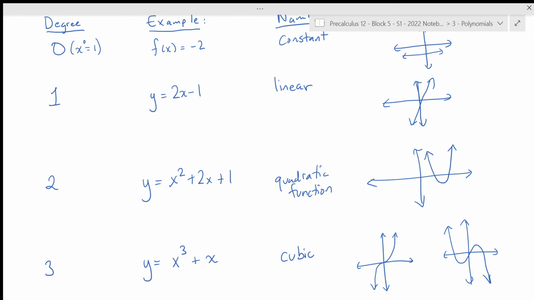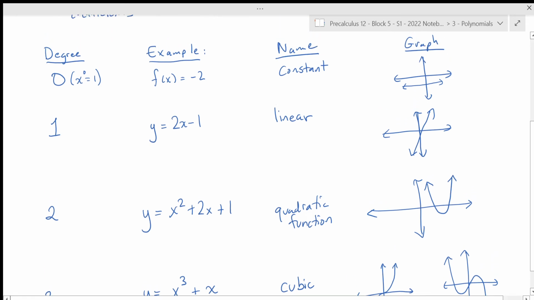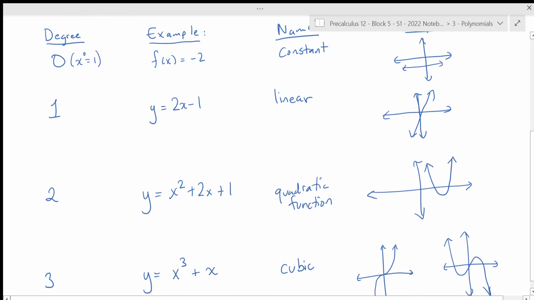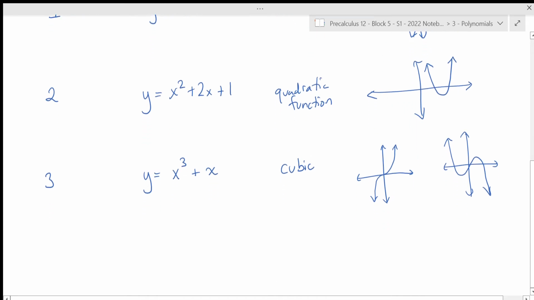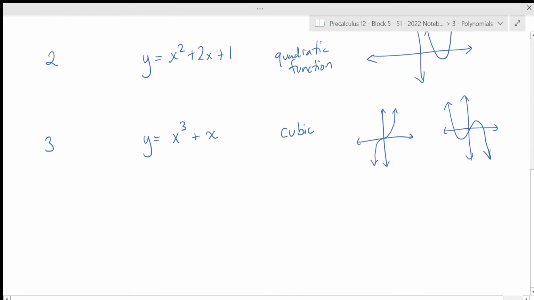And we're going to be talking a bit about the turning points, because if you've noticed, constant functions don't have any, they're flat. Linear functions don't have any, they're straight. Quadratic functions have one turning point. Cubic functions could have no turning points, or they could have two. Could they have one? I don't know. We'll find out. It is possible.